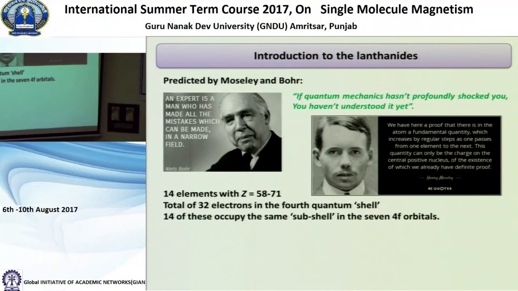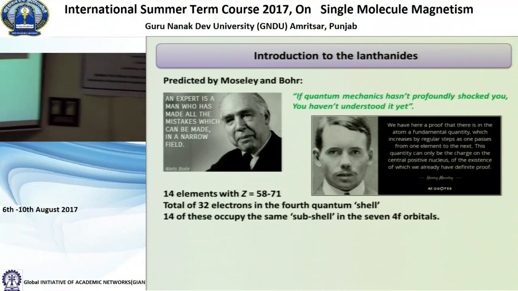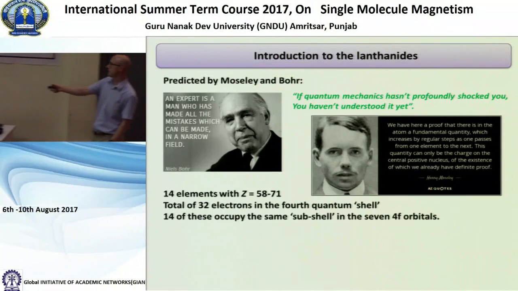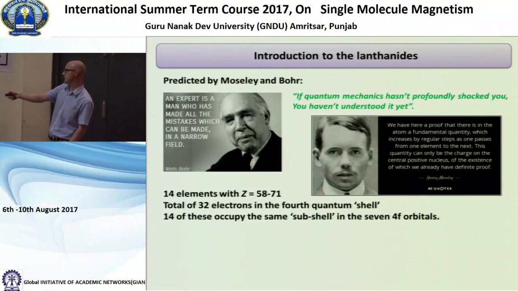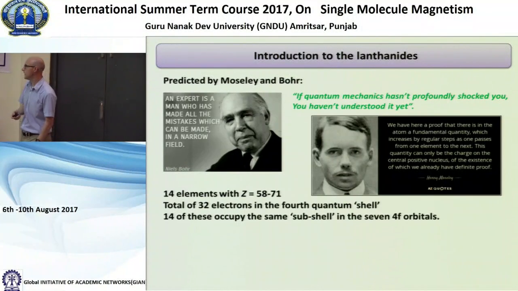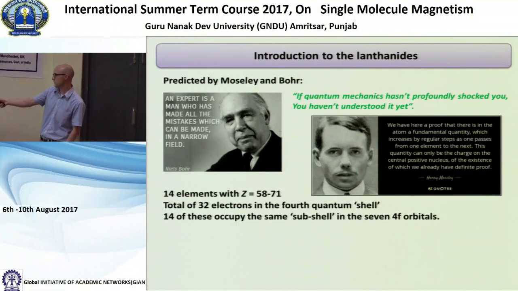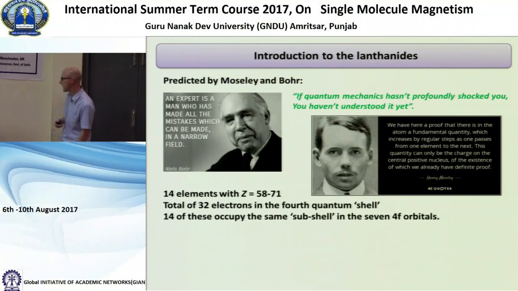Okay, so where do they come from? Well, clearly they're all naturally occurring, apart from one of them actually. But the existence of the lanthanides was predicted by these two here. This is Henry Moseley, who was British, and Niels Bohr was Danish. And these two between them predicted the existence of 14 elements with atomic numbers ranging from 58 to 71.